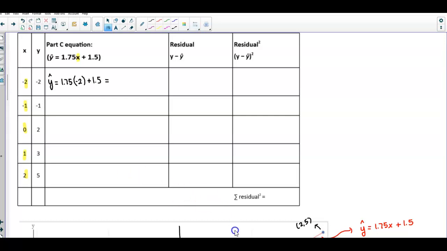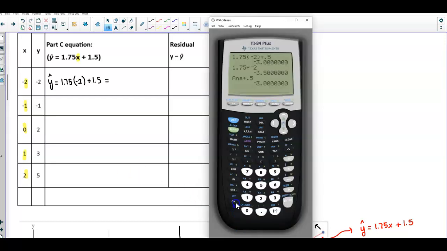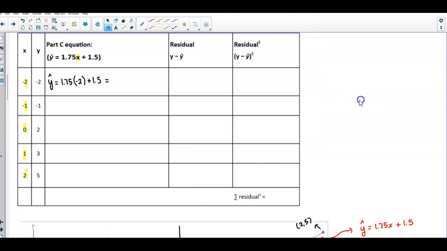Okay, so let's go ahead and do that. So on our calculator, we're going to take 1.75, we're going to multiply that by -2, and then we're going to add 1.5. Okay, and that gives us -2. So that gives us the value of -2. All right, now we want to determine what the residual is. And the residual is taking the y value, and we're going to subtract this value that we just got for -2.